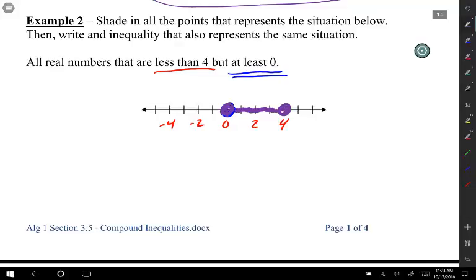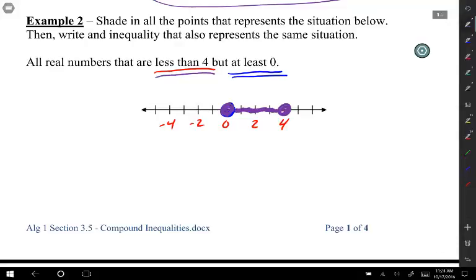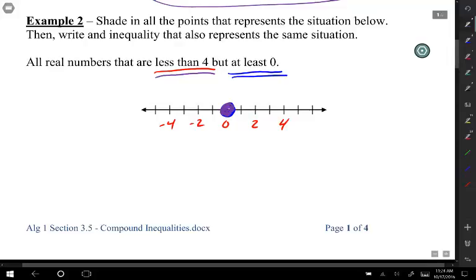Now I do see one small little error there. Do you see the small error? What does less than 4 mean? Do I include 4? No. So what we're going to need to do is we're going to have to change this to an open circle and shade up to the 4.